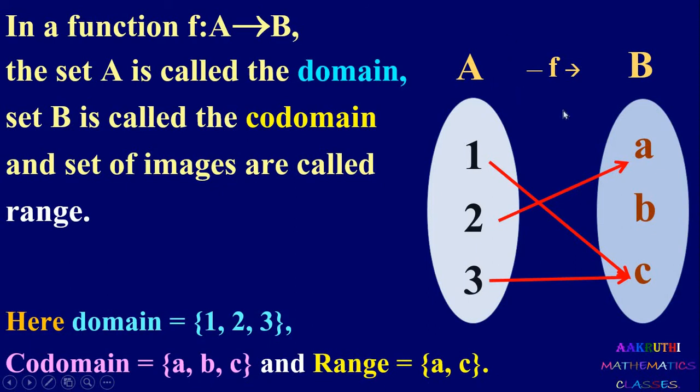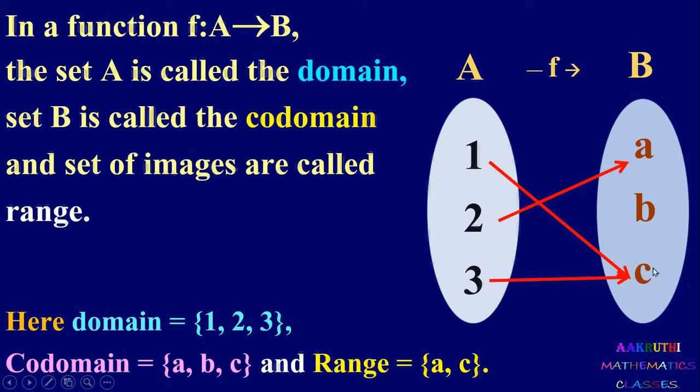In a function f from A to B, the first set A is called the domain, here 1, 2, 3 is the domain, and the second set B is called the codomain. Now here set A, B, C is the codomain, and images. So here A and C are the only images, and the set of images is called the range.